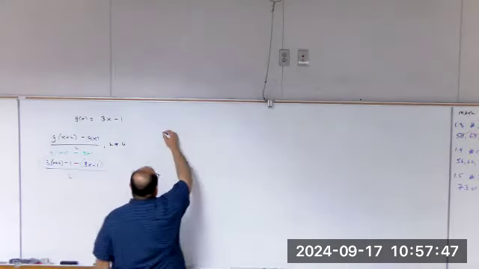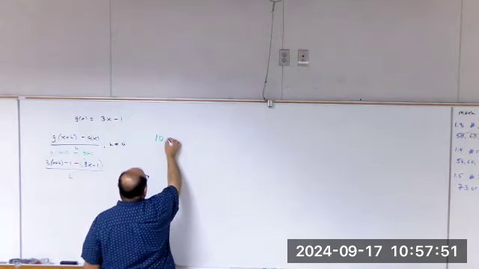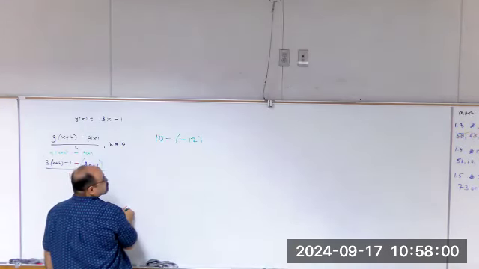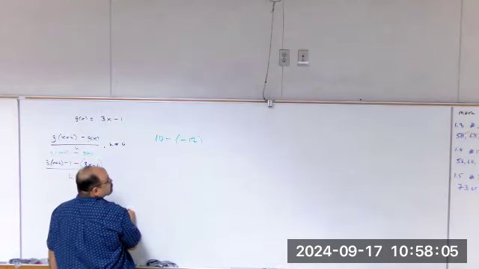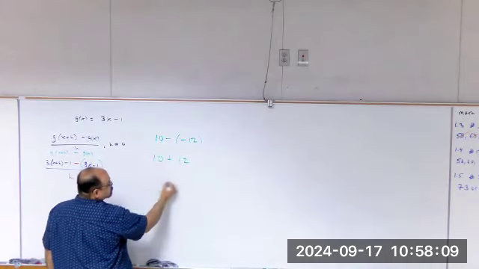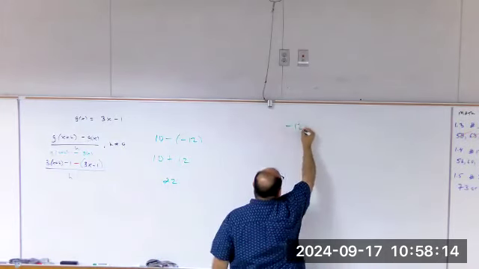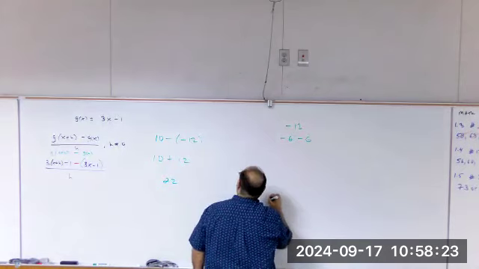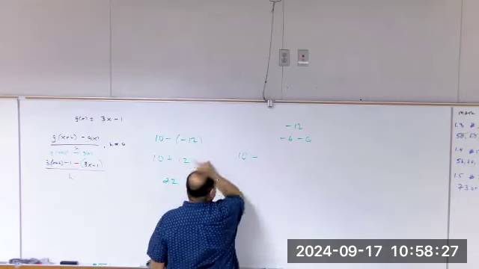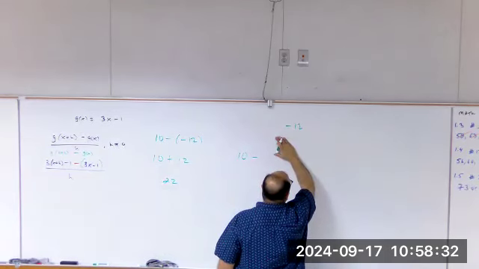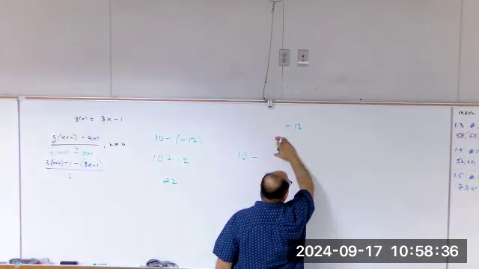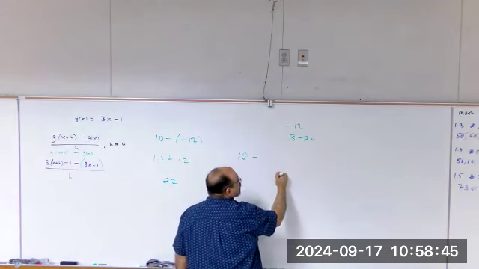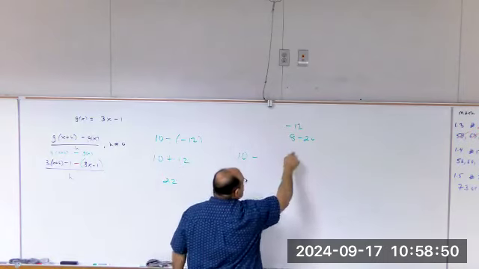Watch. Let's say we have a 10, and we're going to subtract, let's say, a negative 12. What's 10 minus negative 12? That becomes 10 plus 12, right? And what's 10 plus 12? 22. All right. Negative 12, agree or disagree? Negative 12 is the same as negative 6 minus 6. Negative 12 is the same as 8 minus 20, isn't it? Yes. Okay. So 10 minus negative 12. So 10 minus 8 minus 20.